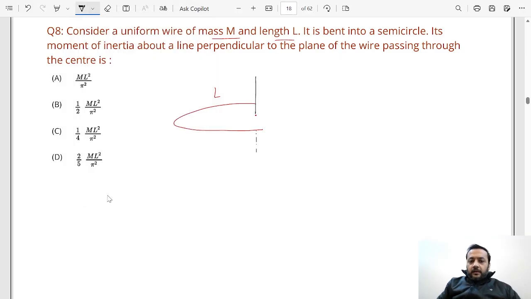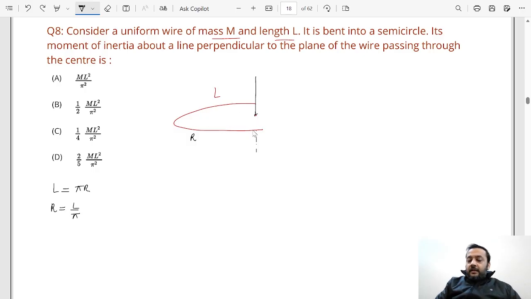Now we have to find the moment of inertia. Very easy question. Let us say the radius of this semicircle is r. So length will be equal to the circumference, which is pi r. That means r becomes L by pi. Now, the mass of the wire is m, and you know that even a semi ring has the moment of inertia of mr square, because each particle, this particle, this particle, this particle, is at a distance of r from the center of the wire.